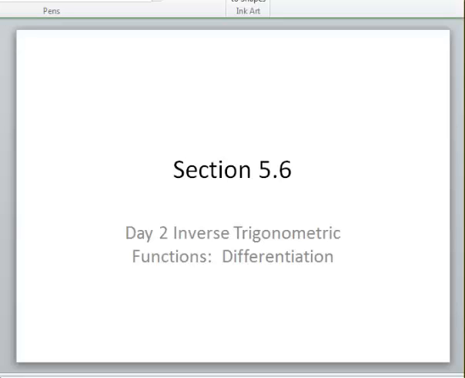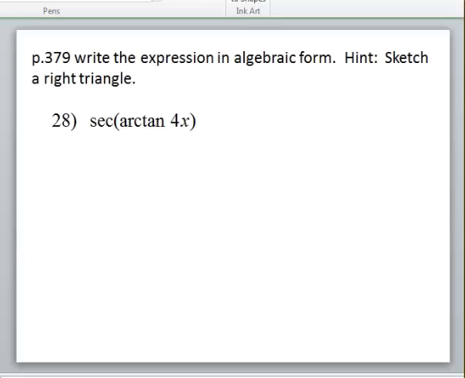Alright, with day 2 of the inverse trig functions, we'll start to talk about taking the derivative of them. But first of all, let's talk about writing the expression in algebraic form. And so we're going to use the right triangle again. I'm going to draw my right triangle and put theta in here. I'm talking about this portion right here.